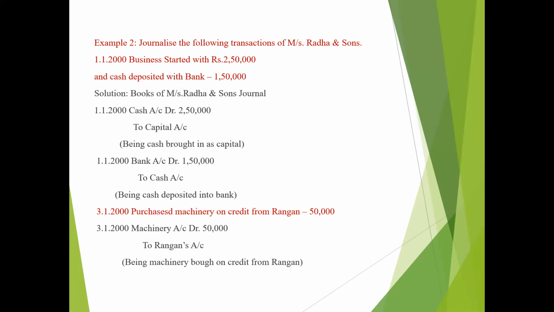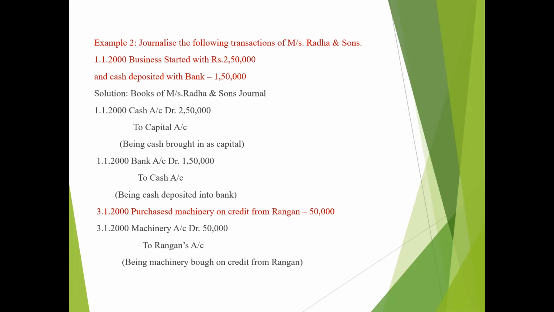Cash account is a real account. So debit what comes in. Cash enters into the business. So cash account debtor to capital account. The narration is being cash brought in as capital. On the same date, another entry is made: cash deposited with bank. So the entry is bank account debtor to cash account. Cash account is a real account, bank account is a personal account. So bank account will be debited because debit the receiver. Next, cash account will be credited because it is a real account, credit what goes out.